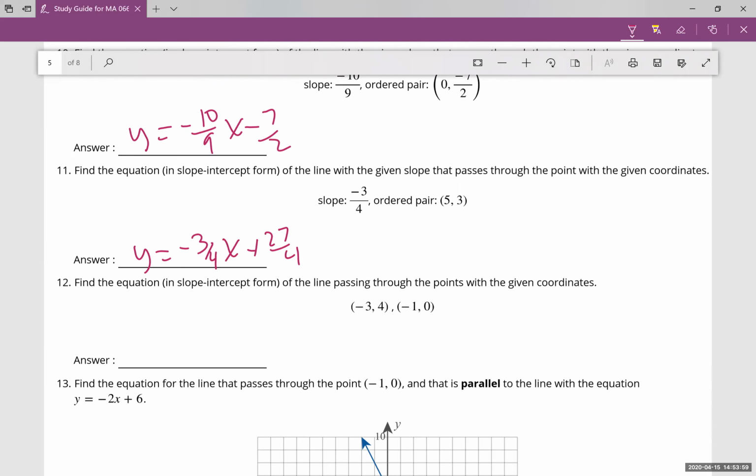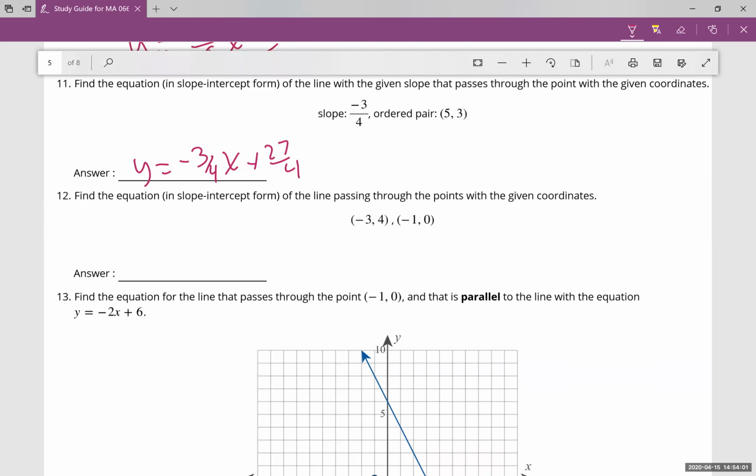All right, number 12. We're going to find an equation in slope-intercept form. We're just given the line passing through these points. Step 1 on this is we're going to find slope. And that's going to be equal to 0 minus 4 over negative 1 minus negative 3. That is negative 4 over 2. So my slope is negative 2.